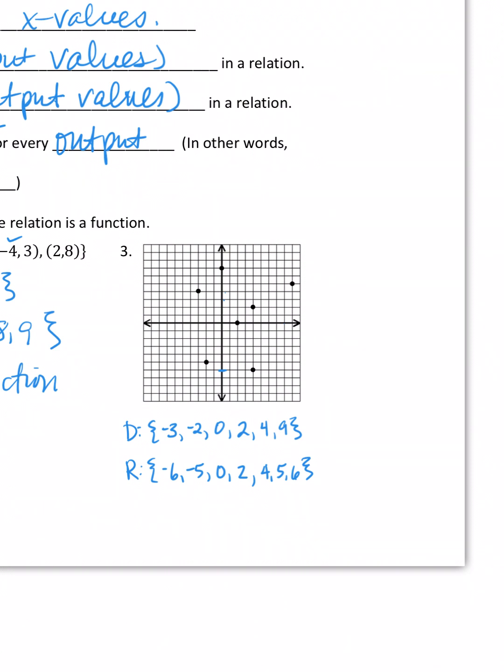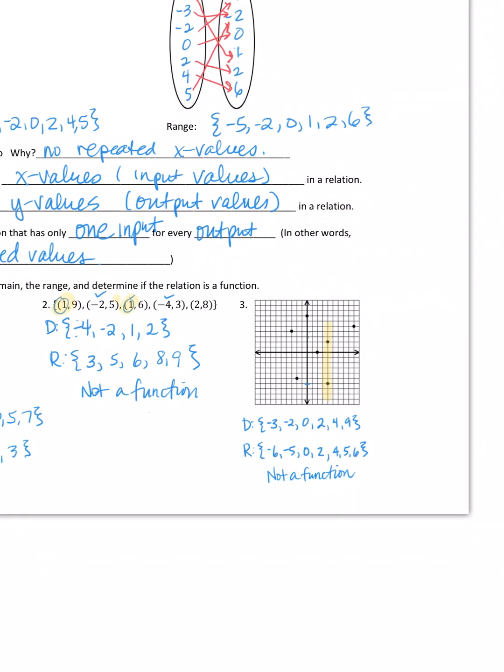Okay, now let's see if any of these x values repeat. Well, graphically, it's not so hard because you can look at this and see this x value is used twice. So since that's true, this is not a function. All right, and it brings up the next part on the next page. So let's switch pages.